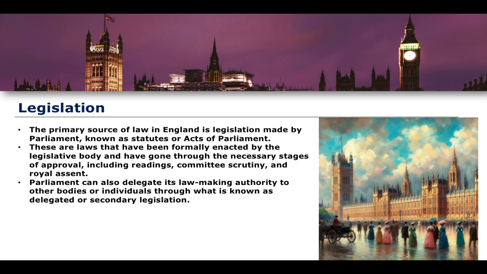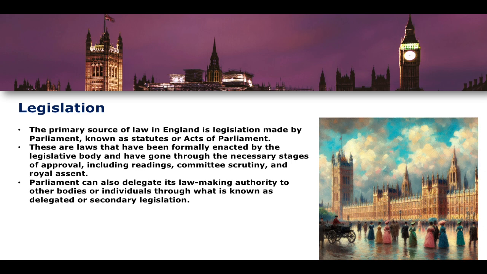In addition to being able to pass primary legislation, so for example, the Human Rights Act or the Sexual Offences Act or the Companies Act from 2006, these are all examples of primary pieces of legislation. In addition to that, Parliament can also delegate its lawmaking authority through what is known as secondary legislation, sometimes also referred to as delegated legislation.